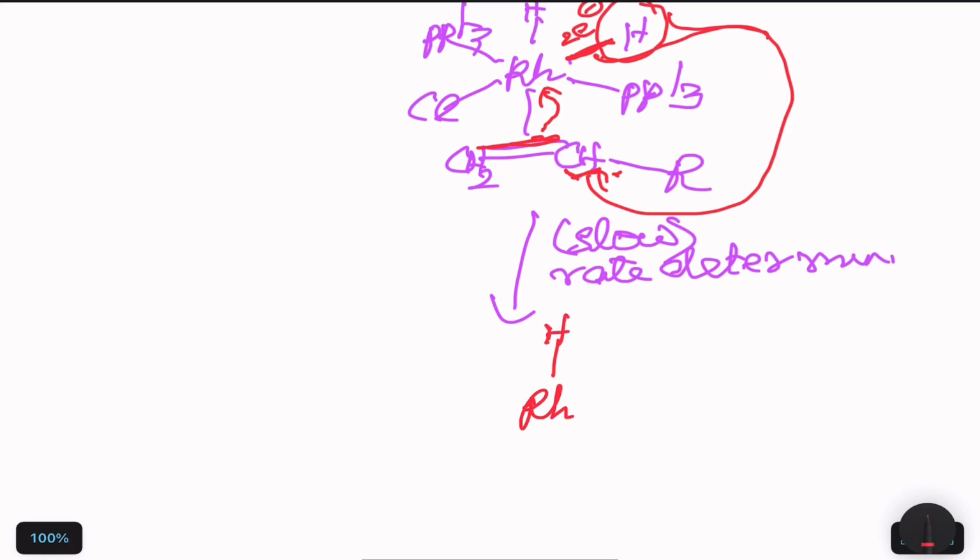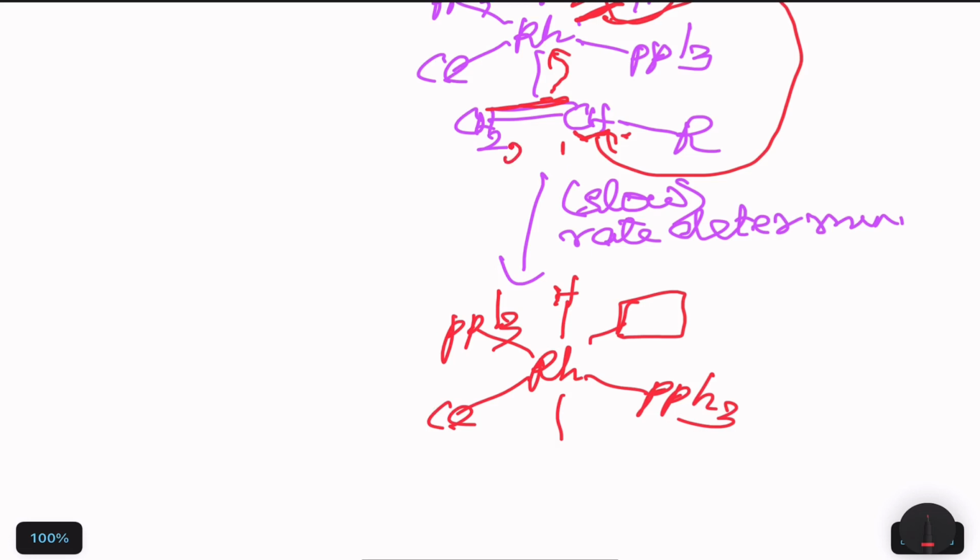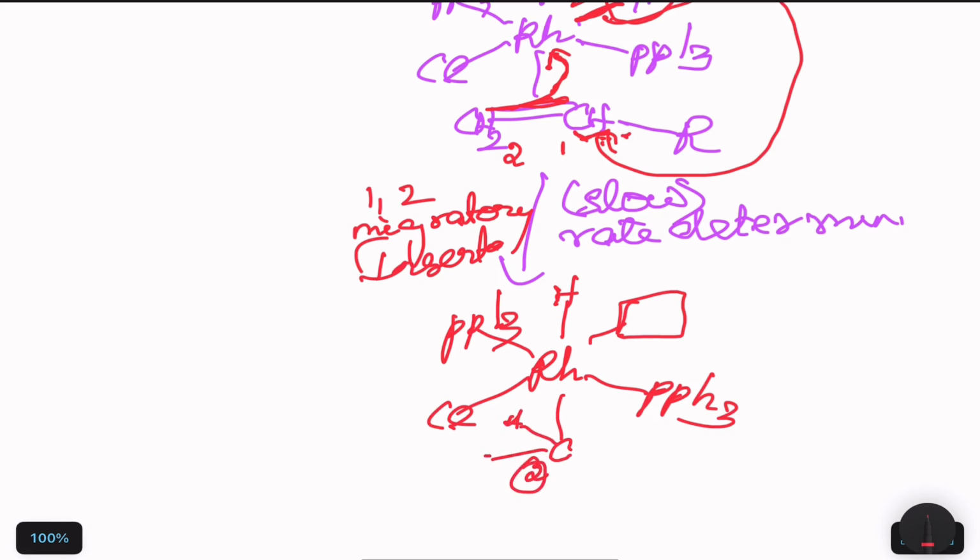So rhodium is present, hydrogen is present. Now in this space there is an empty space. From here we are removing hydrogen, and then PPh3, PPh3, chlorine. Consider this is position 1 and this is position 2. So this is 1,2 migratory insertion, and this is the main step. In position 1 we are adding the hydrogen, and this carbon is attaching to rhodium. This is carbon number 2, which has 2 hydrogens and here 1 hydrogen, and then the OR group. This hydrogen is taken from here.